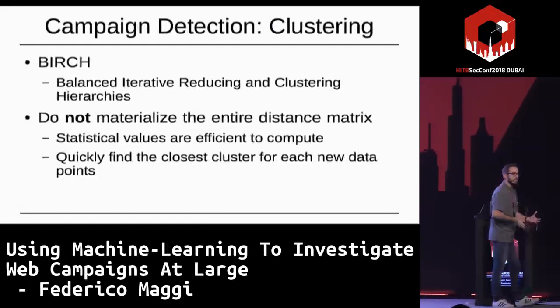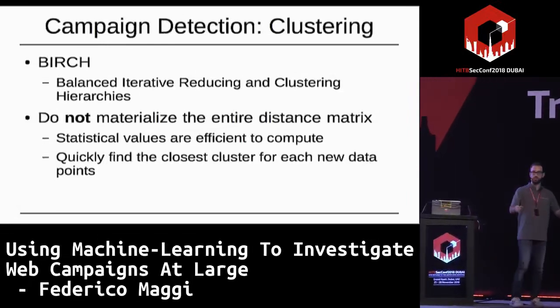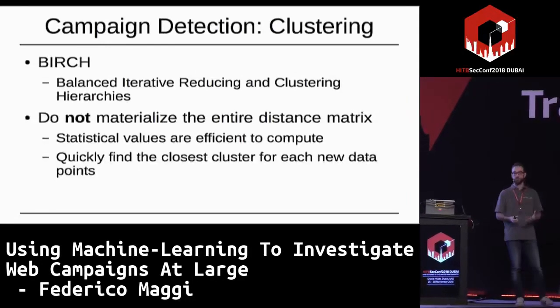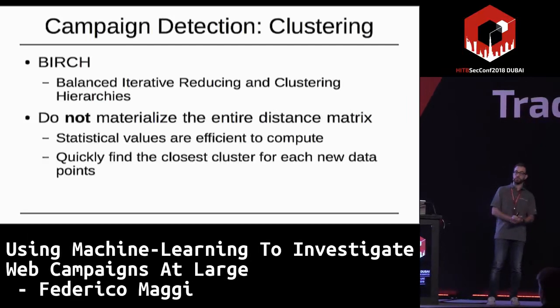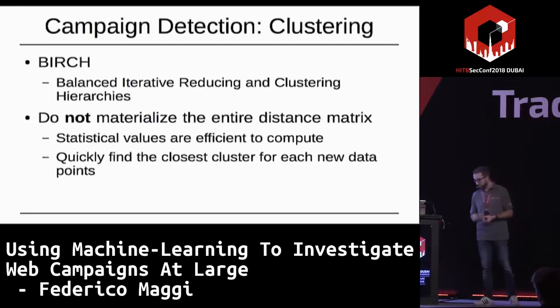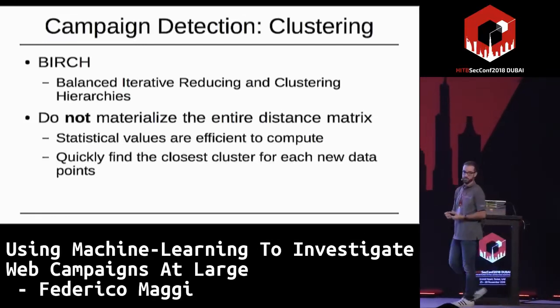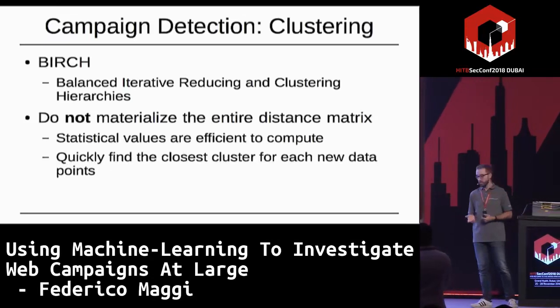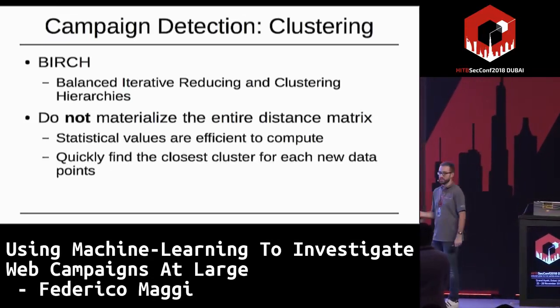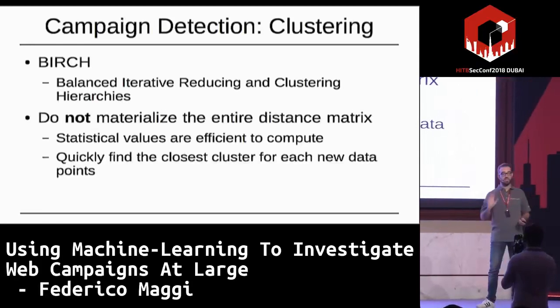Now we have a set of features, and we want to cluster them. We want to organize the pages around a metric using the features that we've just extracted. For clustering, we wanted something very efficient with respect to memory and computation. We started with DBSCAN, but it didn't work out well. It didn't scale very well.